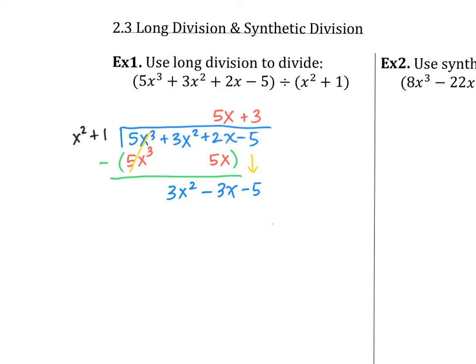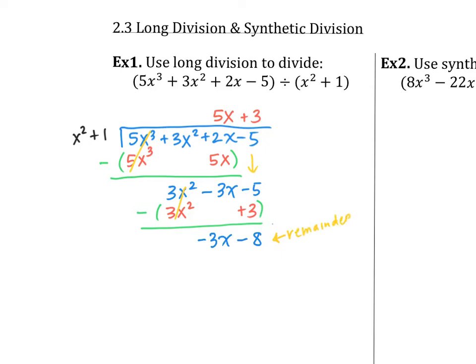So 3 times x squared plus 1 is 3x squared plus 3. You don't need to put these parentheses and subtraction, but you need to remember that you are subtracting when you do long division. So if I subtract, 3x squared minus 3x squared cancels. Minus 3x stays the same, and then I have minus 5 minus 3, which is minus 8. This leftover amount at the bottom is my remainder.